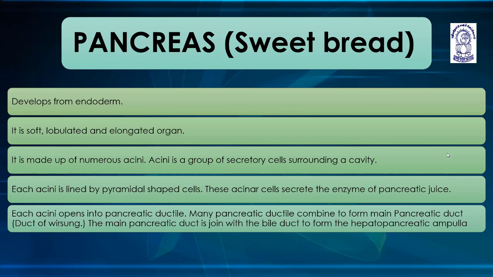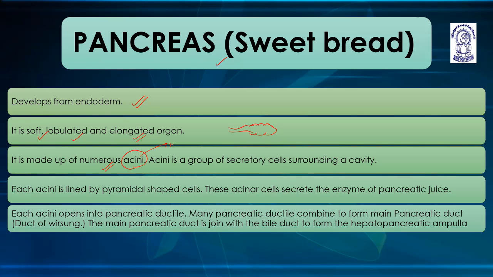So we have to start today with the pancreas, which is commonly known as sweet bread. The pancreas is a gland, and it develops from endoderm. It is a soft, lobulated and elongated organ, having lobules like this, and it is elongated. It is made of numerous acini.